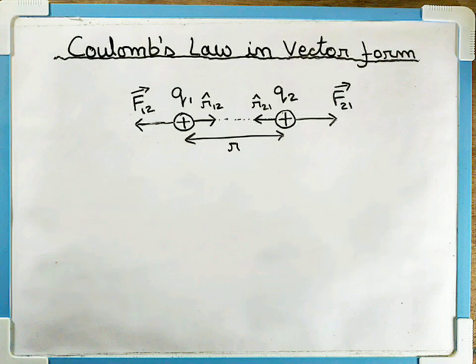Then again another one here, the force exerted on the charge Q2 due to the charge Q1. So here Q1 will exert a force on Q2, and that force in vector form is given as F21, and Q2 will exert a force on Q1, and that force is given as F12, the force on charge Q1 due to Q2. F21 is read as the force on charge Q2 due to charge Q1.